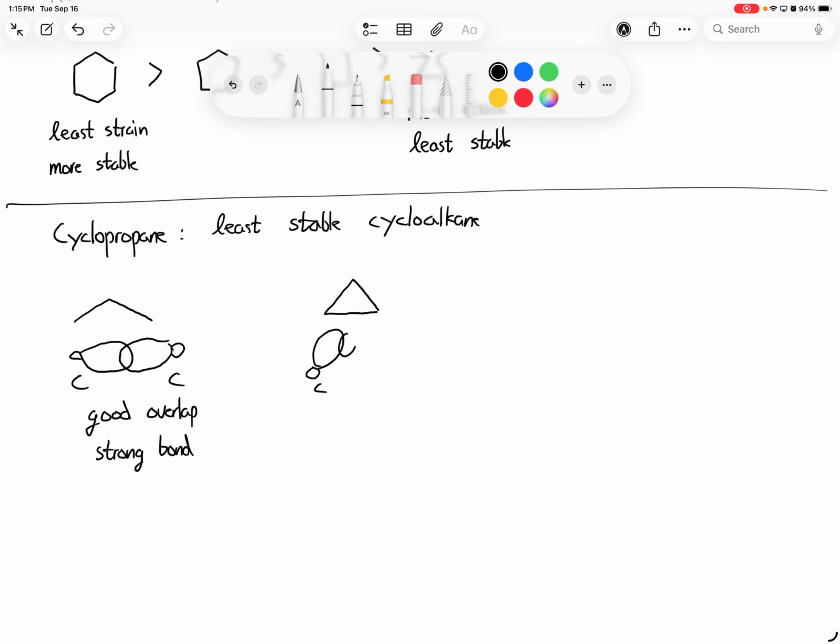So let me just back up for a second. Let me try to draw this like this. Yeah, I think that's a good way to put it. So see here, the overlap is much less in the cyclopropane. That's what we call poor orbital overlap. So that's a weaker bond. Poor overlap here, and so this will be a weak bond.